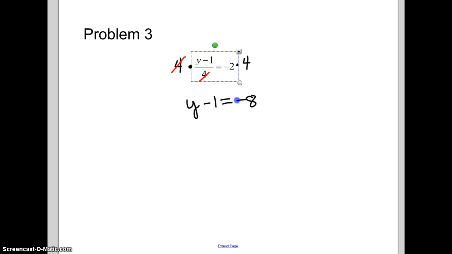Next, is there an addition? No. Is there a subtraction? Yes. There is a minus 1 on the left side of the equation, so we need to add 1 to both sides. On the left side, negative 1 plus 1 is 0, so we're left with y. On the right side, negative 8 plus 1 is negative 7.